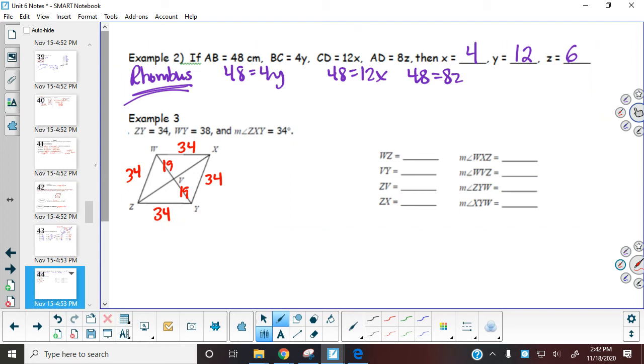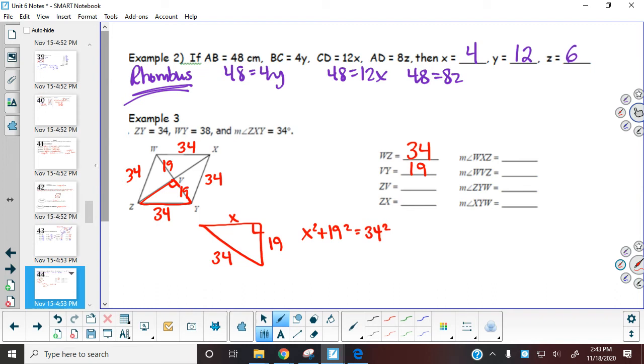So WZ we have labeled as 34. VY we have labeled as 19. ZB we don't know. So if I outline this right triangle, what I have is a right angle here, 19 here, and 34 for the hypotenuse. And again, we're going to solve this by using the Pythagorean theorem. So x squared plus 19 squared equals 34 squared.